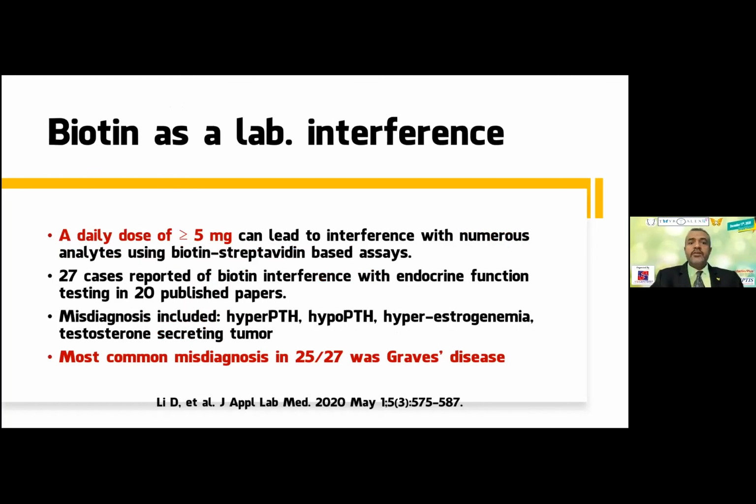So biotin represents a lab interference. Actually, a daily dose of 5 milligrams or more can lead to interference with numerous analytes using the biotin-streptavidin based assays. Up till now, 27 cases have been reported of biotin interference with endocrine function testing in 20 published papers. This has led to misdiagnosis of hyperparathyroidism, hypoparathyroidism, hyperestrogenemia, and testosterone secreting tumor. However, the most common misdiagnosis, in 25 out of 27 cases, was Graves' disease.